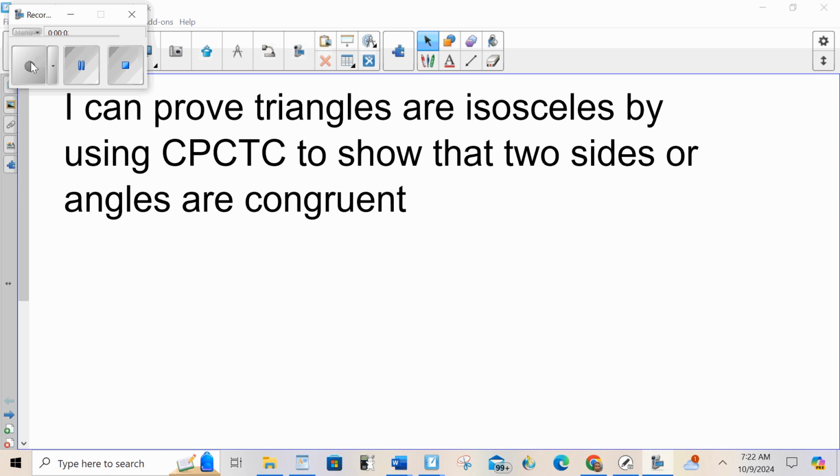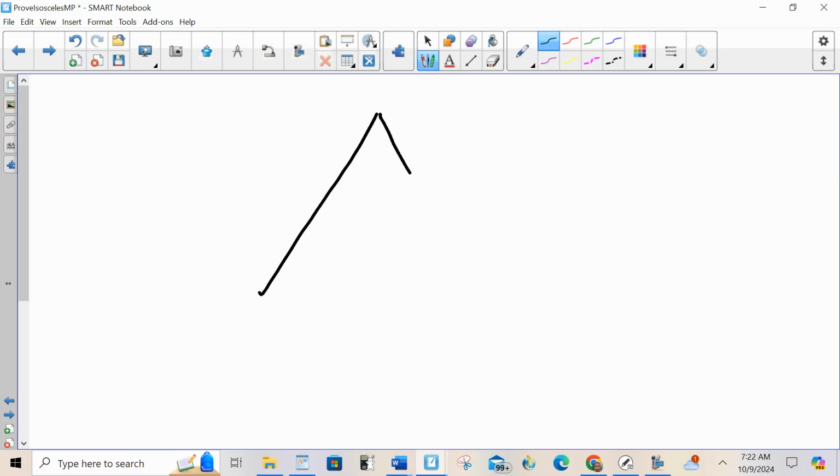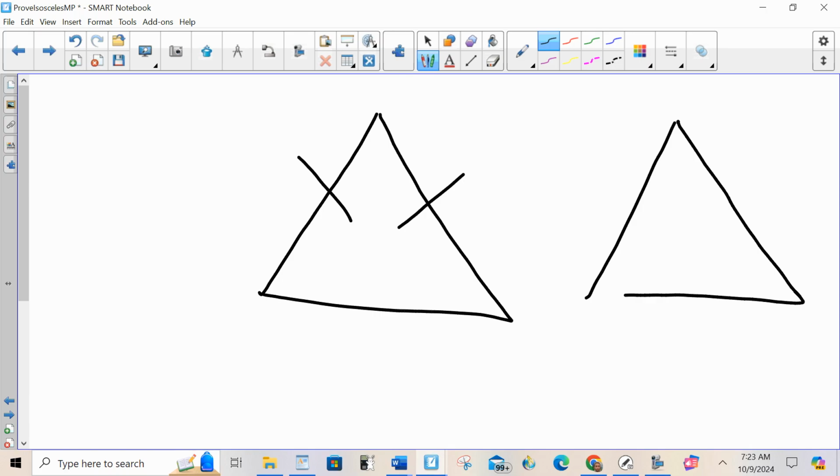Hello everybody. Today I can prove triangles are isosceles by using CPCTC to show that two sides or angles are congruent. We know what an isosceles triangle is at this point, hopefully, ideally. An isosceles triangle has two congruent sides. So if the triangle has two congruent sides, it's isosceles. An isosceles triangle also has two congruent angles. So if it has two congruent angles, then it's isosceles.